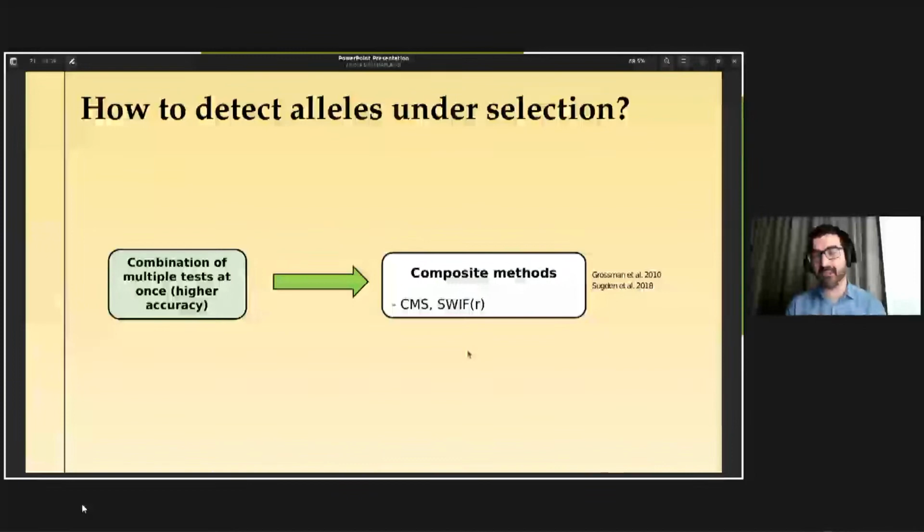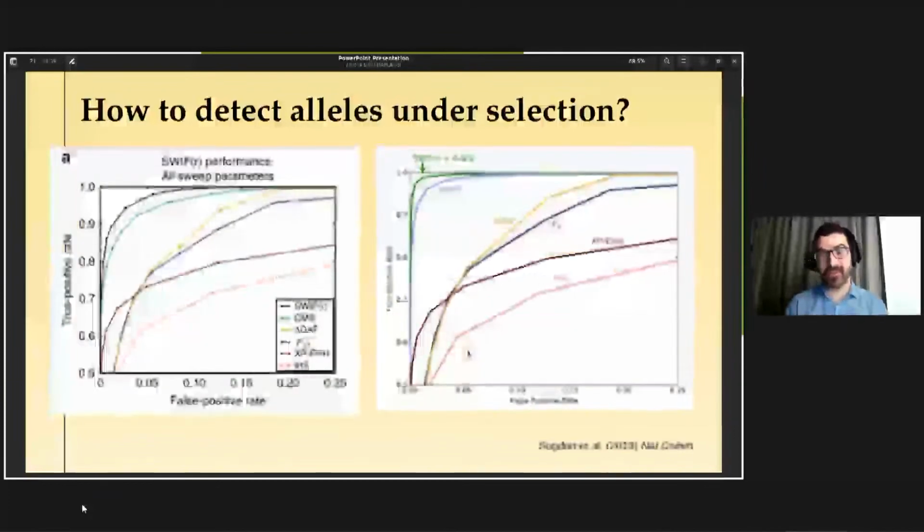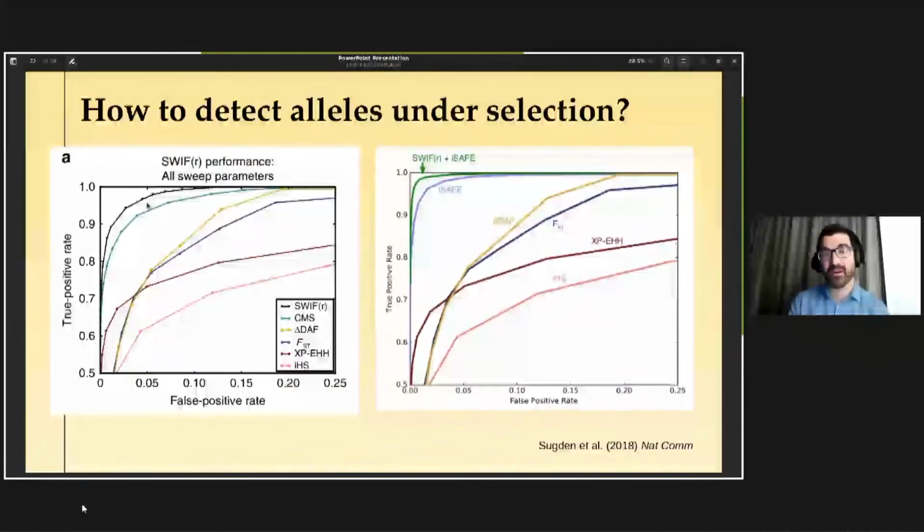These statistics are actually providing it with more evidence. And SWIFR is able to take the information from all the statistics at once, just to tell you what is the probability of a SWIF in that particular region. And as we can see here, for example, these are receiver operating characteristic curves.